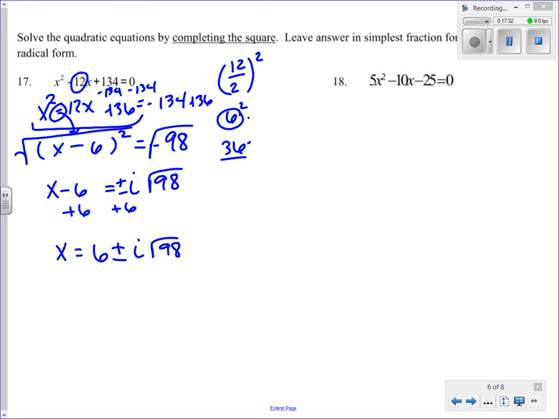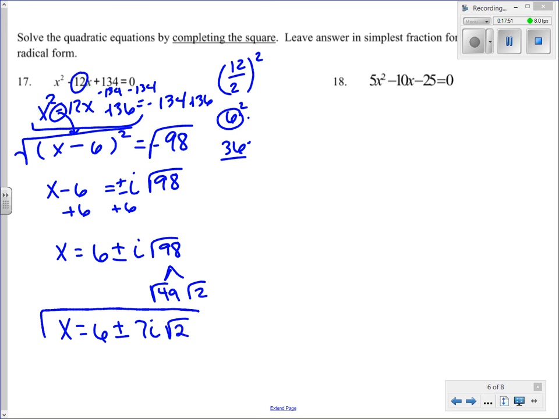Okay, and then we want to see, can we break down the square root of 98? And we actually can. Most people think it's kind of weird that we can break that up, but 49 and 2 work. So we're going to keep the 6. The square root of 49 is 7, so we'll have 7i, and we'll keep the radical 2 as is.